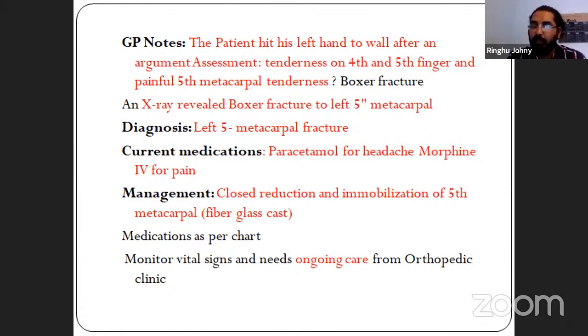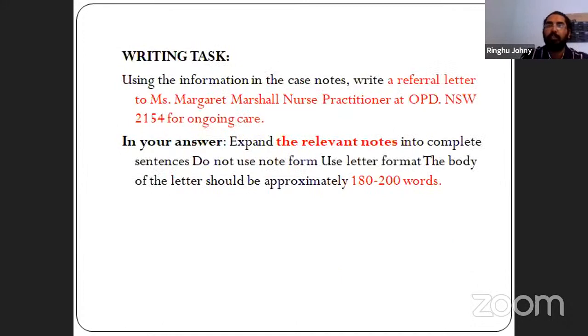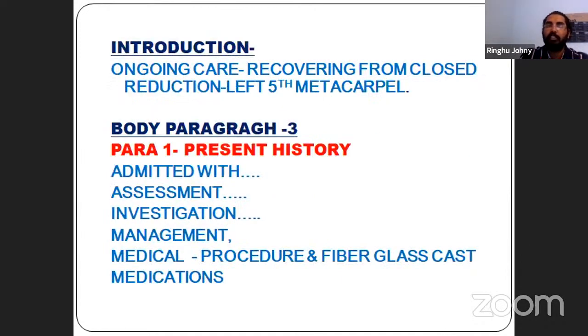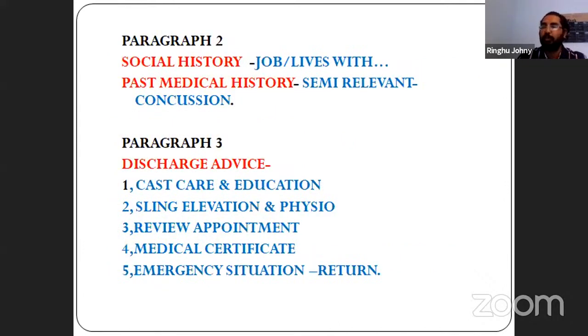So I hope that's clear for paragraph 1. We finished with the address, date, greeting line, regarding line, introduction and paragraph 1. Like we said, admitted after hitting his left hand, assessment, pain and tenderness, investigation, X-ray, management, procedure and fiberglass, and medical management with paracetamol and IV morphine. So that's the first paragraph.